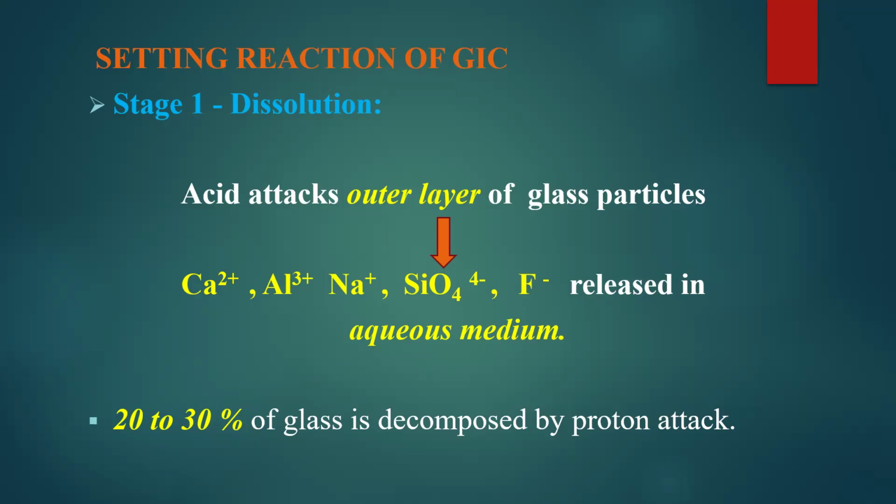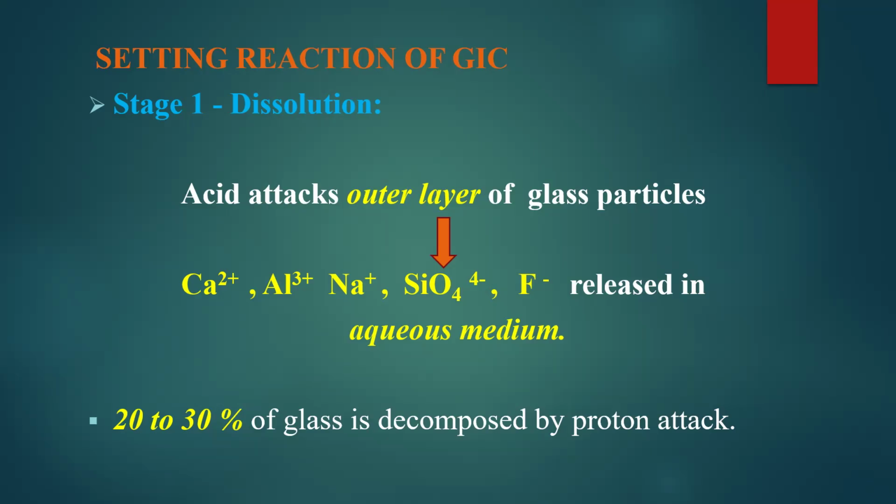So by setting reaction, what we are basically going to learn is what happens when the powder is mixed with liquid. The powder, which is basically glass particles, when it is mixed with the liquid, which is polyacrylic acid, what is the reaction that takes place?